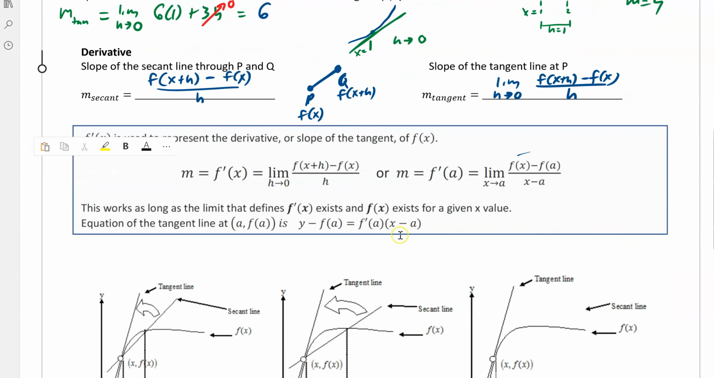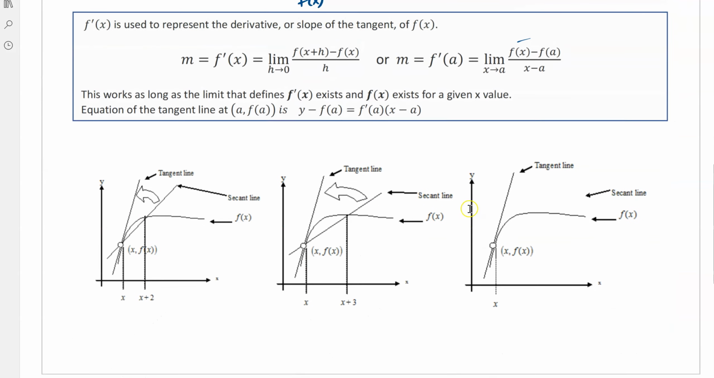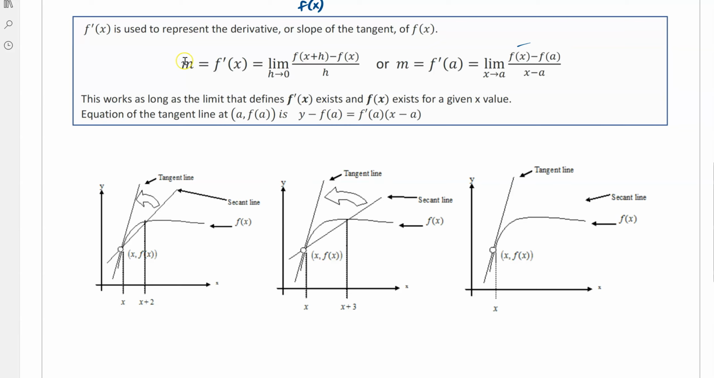All right, so these are our notations here, right here. So the slope of our tangent is f prime of x. It's another way of writing it. And it's the limit as h approaches 0 of f of x plus h minus f of x, all over h. We can also do this. We can say that our x is approaching a, and that would give us the derivative at a.